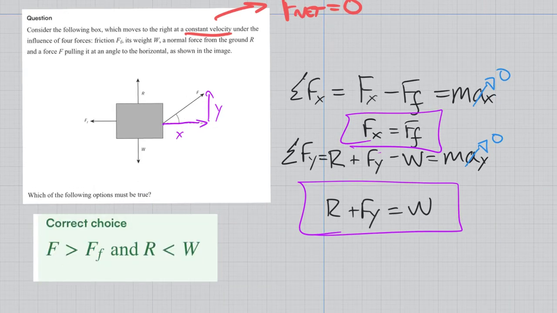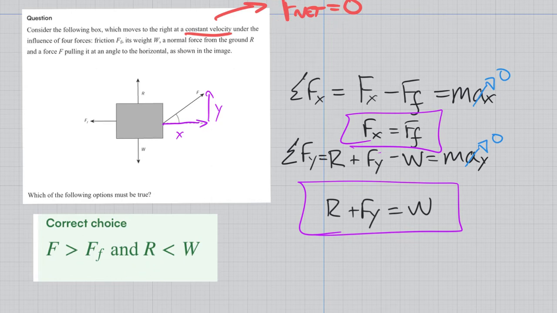Now, if we look at our right answer then, F, which is our pull force, is going to be greater than friction. Right? If a component of our pull force is equal to friction, then because we have a right triangle here, the hypotenuse we know must be greater than the individual parts. And so if the x component equals our frictional force, then our pull force must be greater than friction, even though our net force still is 0.